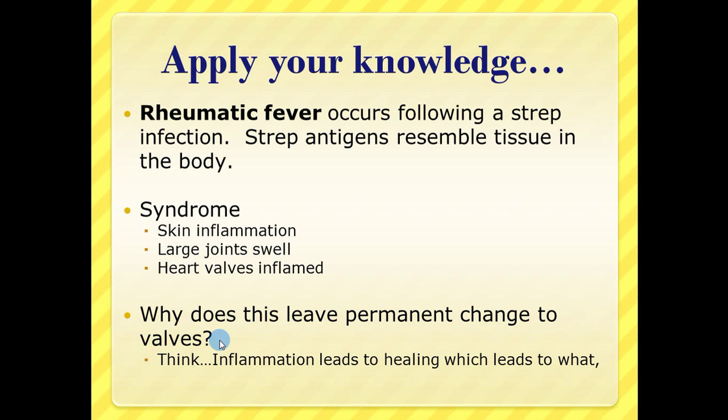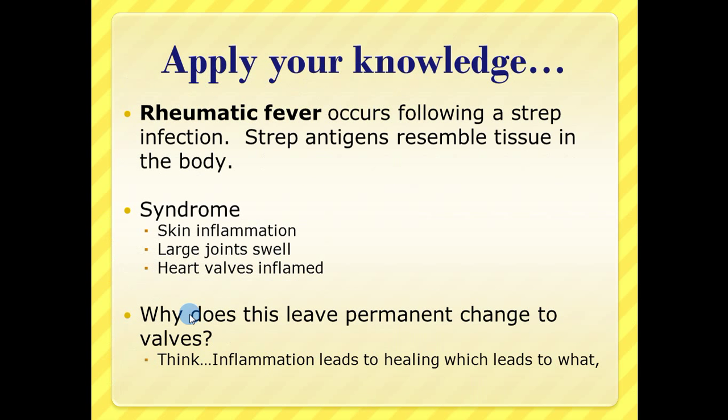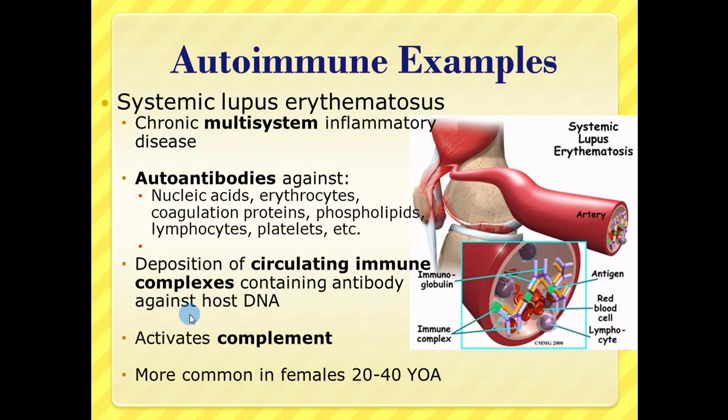But the syndrome in general, you get a lot of inflammation, you get joints that swell, you get the heart valves that are inflamed and become scar-like. So what of those mechanisms is that? Is it breakdown of tolerance, sequestered antigen? Is it cross-reactive antigens, neoantigen, or was the genetic factor? Well, if you're exposed to an invader and then your body starts changing after that, it's called cross-reactive antigen, right? Or molecular mimicry is the other term that I use, and a lot of times you'll hear that one most commonly.